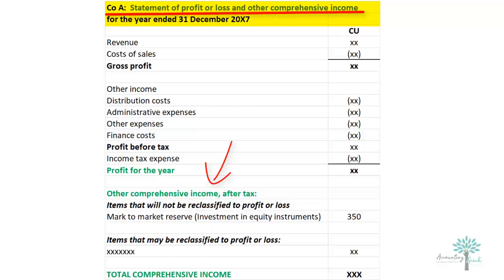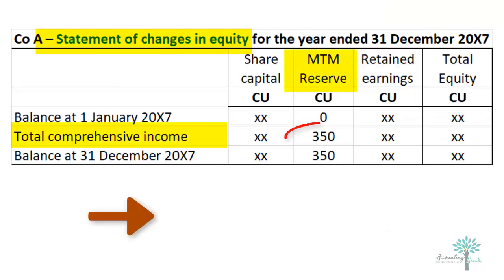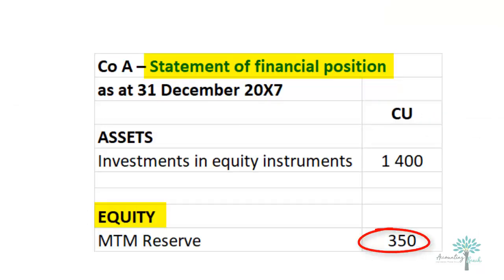In the section on other comprehensive income, the fair value adjustment must be presented under the category of gains that will not be reclassified to profit or loss. From here, it then flows into the statement of changes in equity, and finally, it is presented as part of the equity in the statement of financial position.